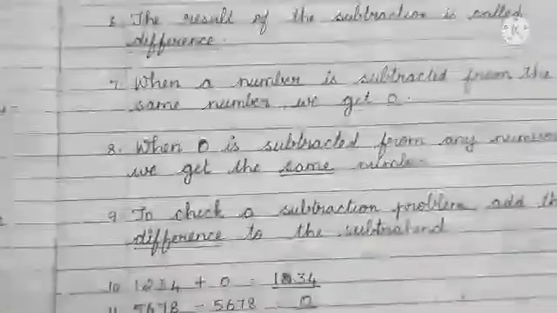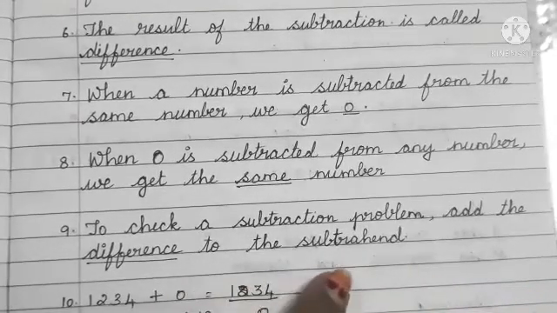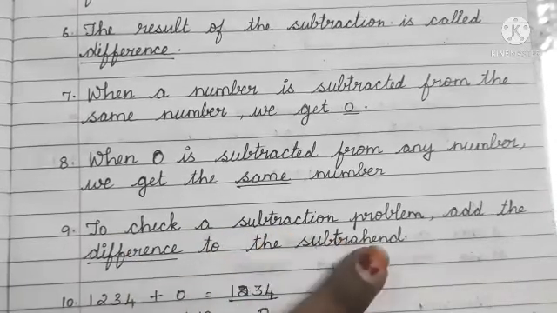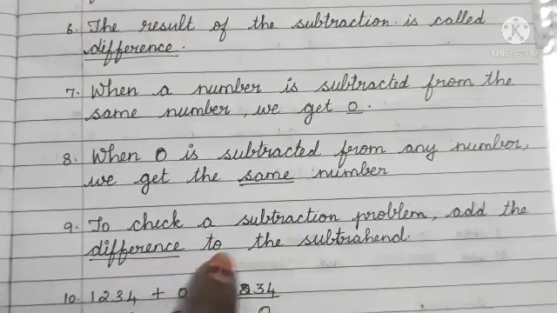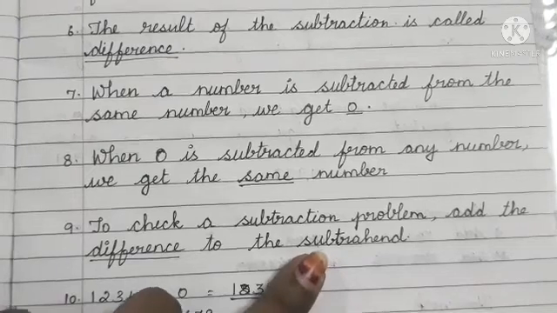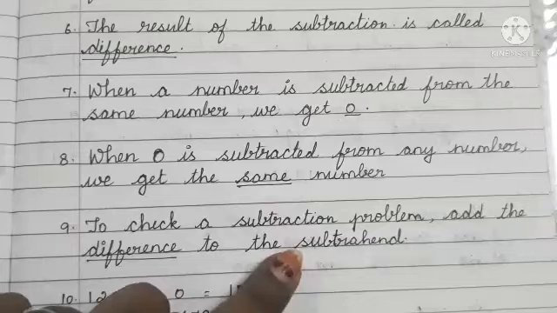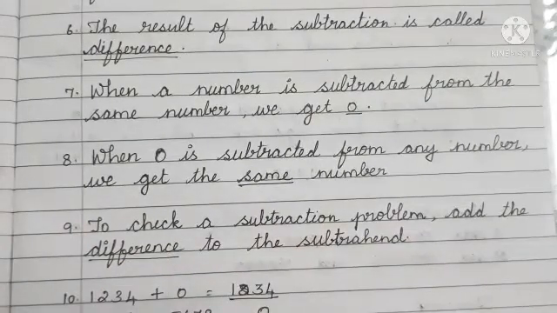Look at the 9th question. To check a subtraction problem, add the difference to the subtrahend. What we have to do is add the difference to the subtrahend, that is the small number. When you are subtracting, the small number is the subtrahend. Add the subtrahend with the difference and you will get the minuend. If you get the minuend, the answer is correct.